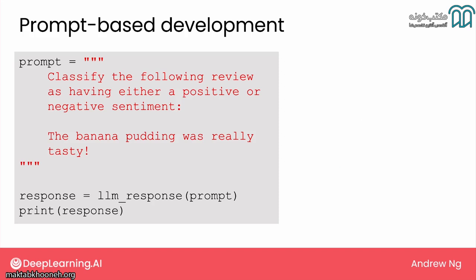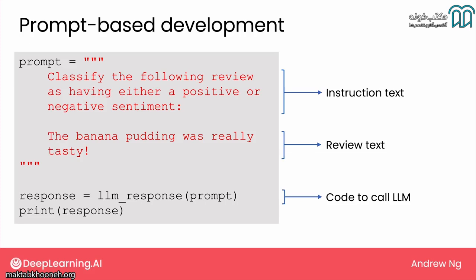In contrast, if you were to use prompt-based development, this is the code you would need to develop a sentiment classifier. First, here's how I would specify a prompt in code. My prompt, which I've set equal to 2 parts of text. There's the instruction text, classify the following review as having the positive or negative sentiment. And then here is the review text. And after specifying the prompt in code, I just need 1 line of code to call the large language model to get a response back. And then I'm going to have it display or print the response. So this is pretty much all the code it takes to build such a system.